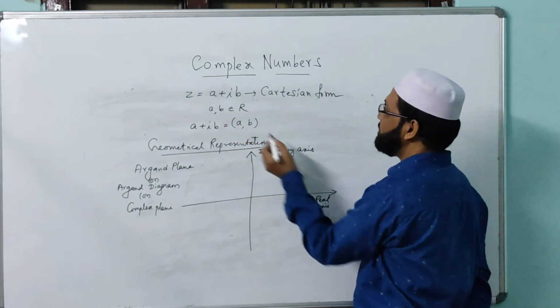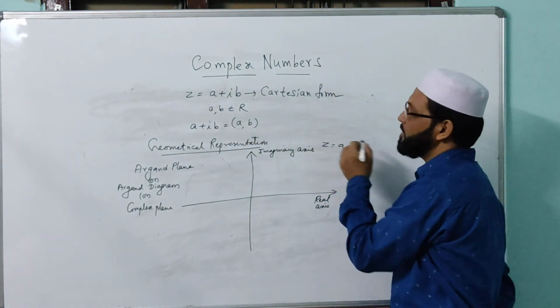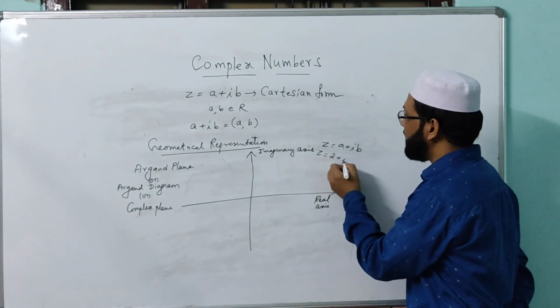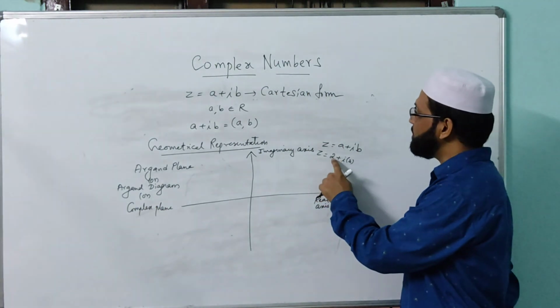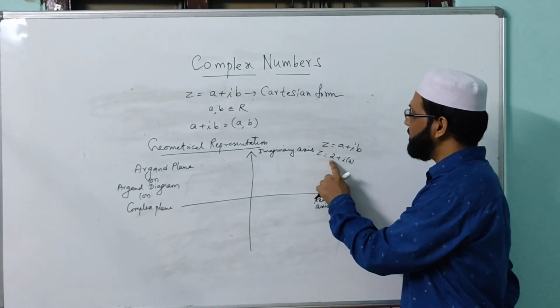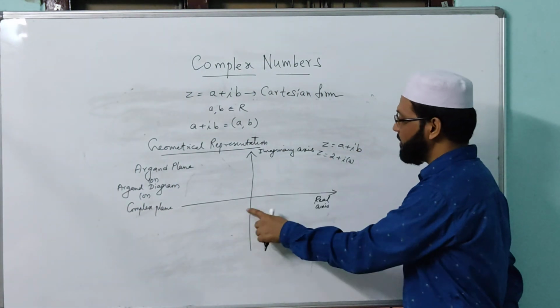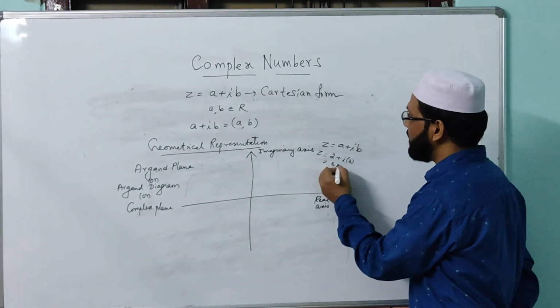And the complex number z equals a plus ib. Let us take an example: 2 plus i3. An example of a complex number in terms of real numbers, we can write z equals 2 plus 3i. 2 we know is a real value, so we mark it on the real axis. This we can also write as 2, 3.